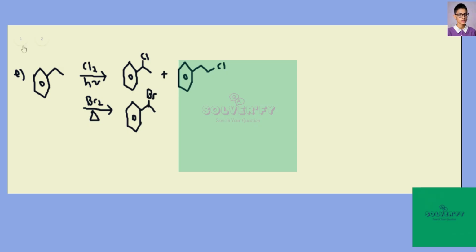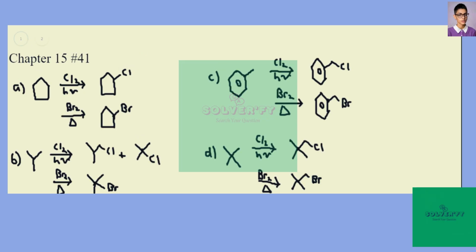Those are the answers. To directly address what else the question asked, for which compounds is a single constitutional isomer formed for both reactions? That would be A, C, and D.